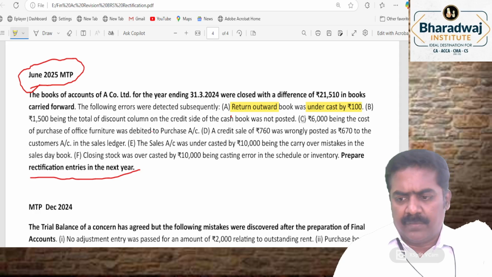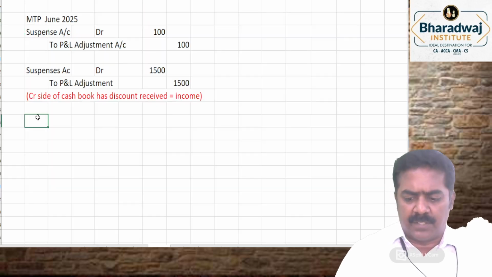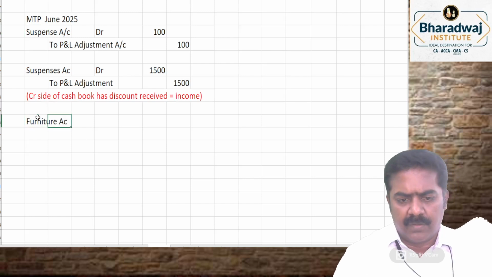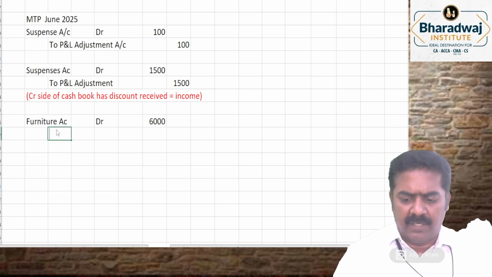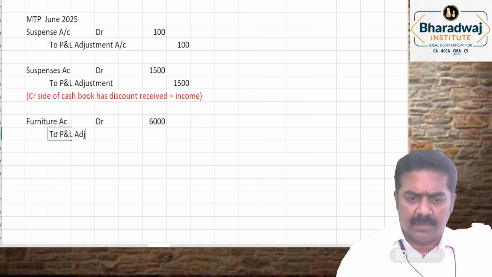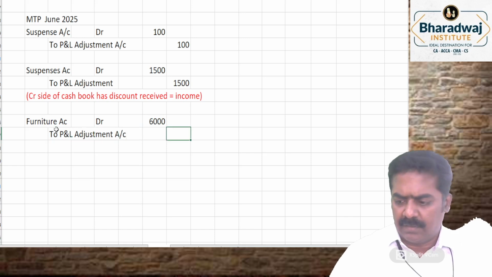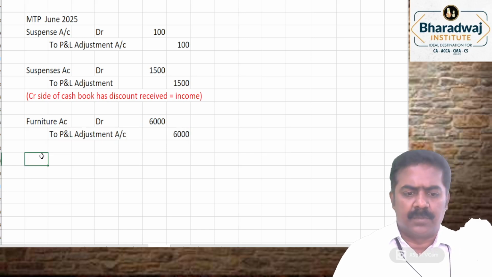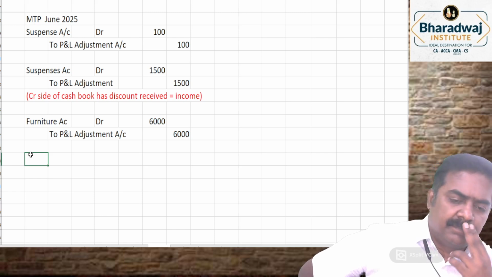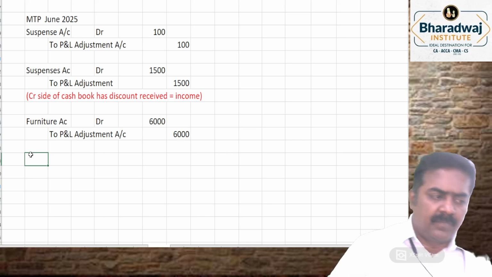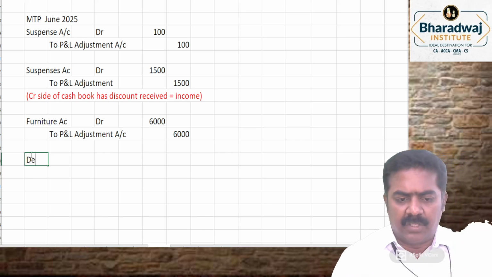What is the next one? Furniture was wrongly debited to purchases. What is the entry we will pass? Furniture account debit, how much? 6,000. Instead of purchases, we'll use the P&L adjustment account, 6,000. We should have debited furniture.